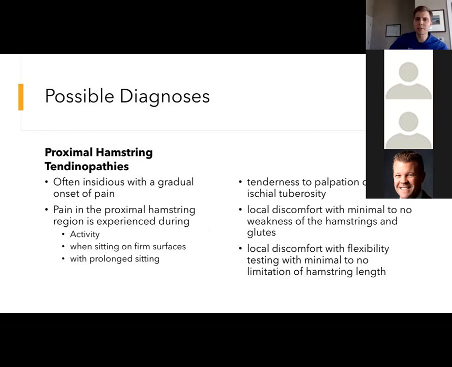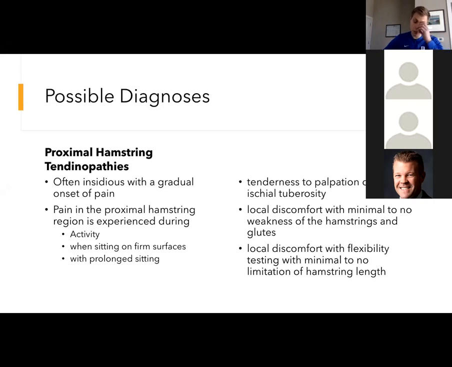Next thing would be proximal hamstring tendinopathy. I think the biggest thing for teasing these out would be onset. You're not going to see these acutely. Nobody comes off the field in acute pain because they induced a tendinopathy. This is going to be a gradual onset of pain. Pain is going to be more localized in the proximal hamstring region, and that's going to be experienced with activity, when sitting on firm surfaces, or with prolonged sitting.